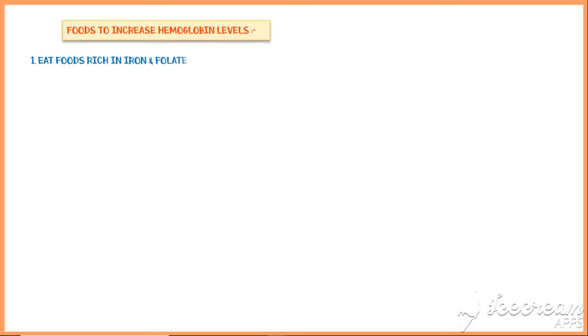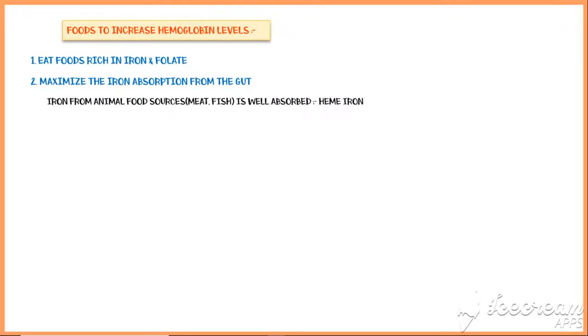Now let's see what are the foods that can increase the hemoglobin level in blood. Key aspects of increasing blood hemoglobin level from the diet are eating foods rich in iron and folate, and maximizing the iron absorption from the gut. Iron from animal sources such as meat and fish is well absorbed into the body. This type of iron is known as heme iron. However, iron from plant food sources is poorly absorbed into the body. This type of iron is known as non-heme iron.